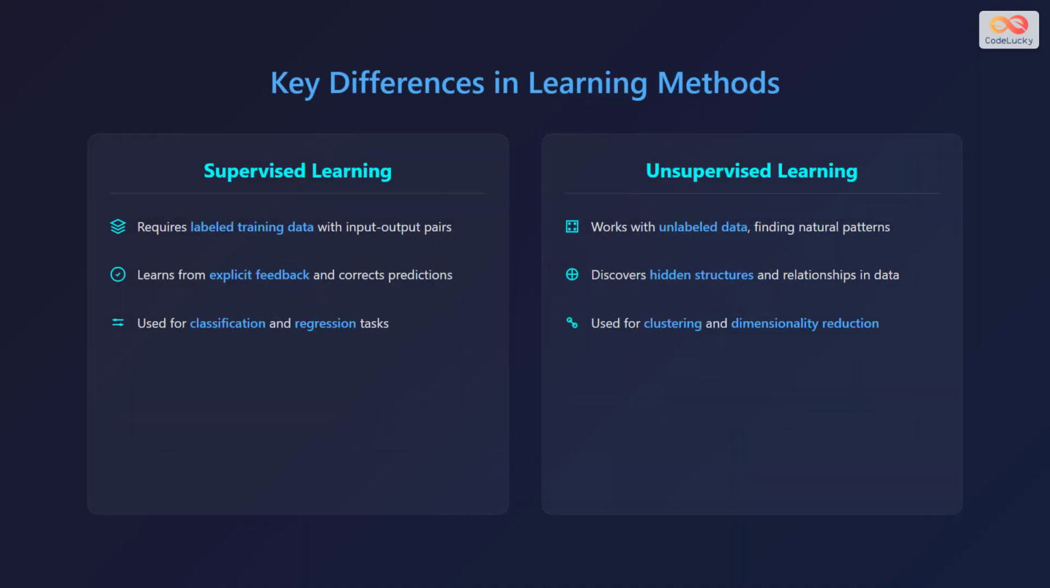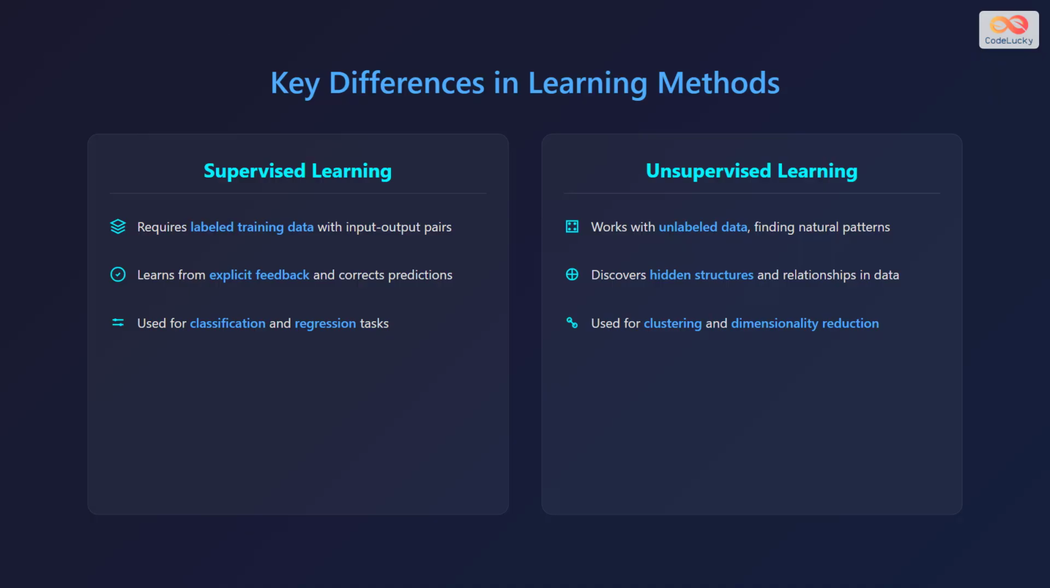Let's explore the key differences between supervised and unsupervised learning methods. Supervised learning requires labeled training data with input-output pairs. The algorithm learns from explicit feedback and corrects predictions. Supervised learning is commonly used for classification and regression tasks.